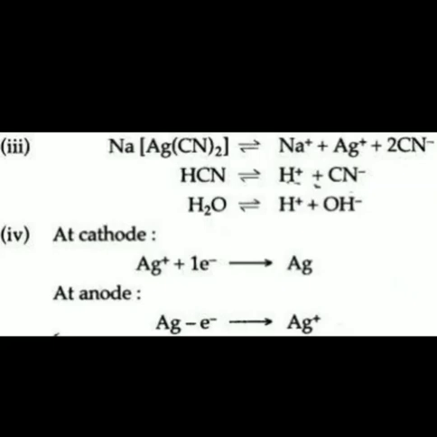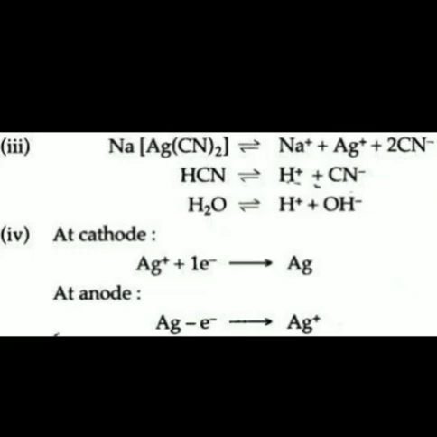So what happens? The silver atoms lose electrons and pass into the solution as silver ions, because the anode is an active electrode. So it loses electrons and passes into the solution as silver ions. These silver ions are attracted to the brass spoon, which acts as the cathode, and they gain electrons and become atoms of silver.